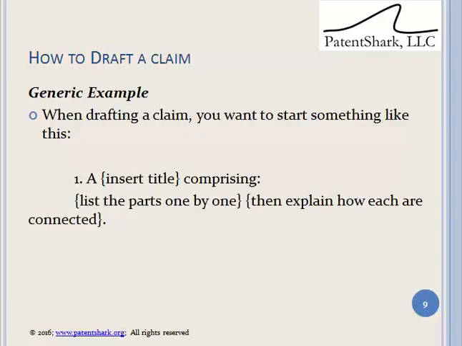Here is a generic example of a claim. It states A, the title of the preamble, for example in this case a baseball bat, comprising. Now that was the entire preamble. Now let's do the body portion or body section of the claim. List the parts one by one. For the baseball bat, say the handle, the barrel, and the end cap. Then try to connect these three elements. So think about how you're going to do that. This is going to help you with your first assignment.